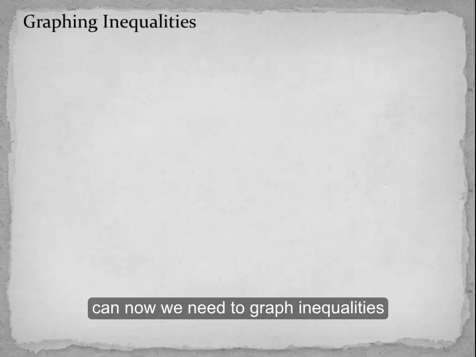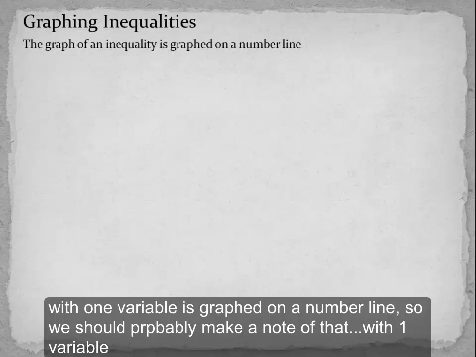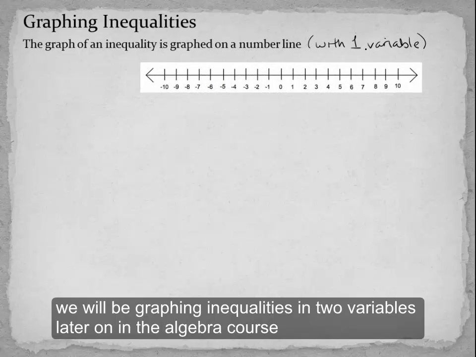Okay, now we need to graph inequalities. And the graph of an inequality with one variable is graphed on a number line. So we should probably make a note of that, with one variable. We will be graphing inequalities in two variables later on in the algebra course. Here's our number line.